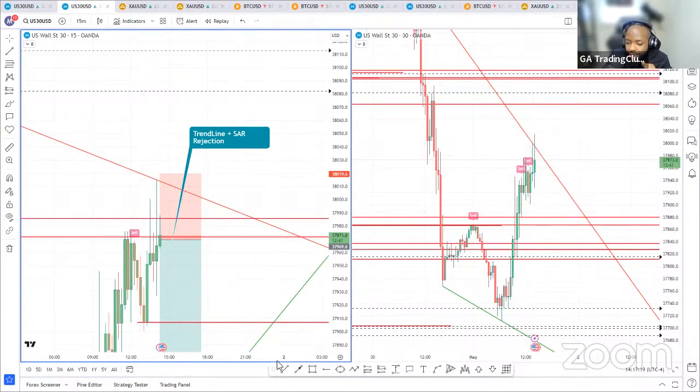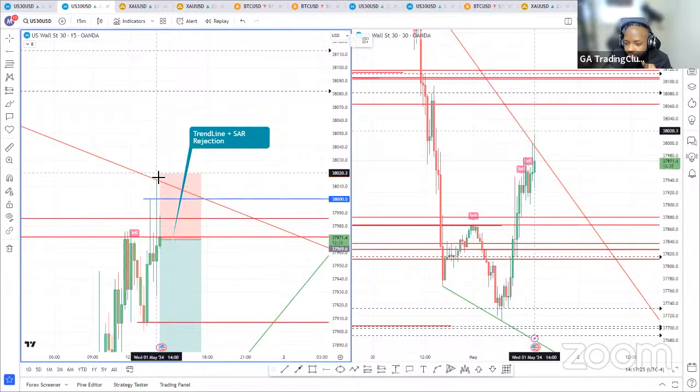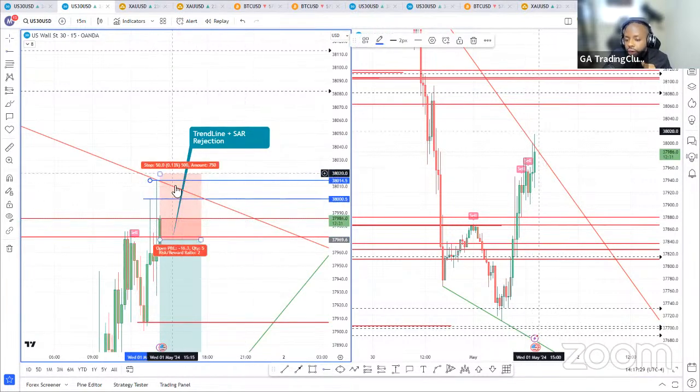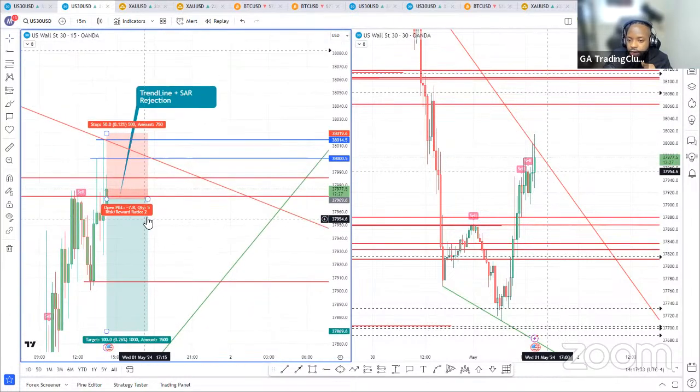And now that we're in this trade, what we want to see, we don't want to see this high getting taken out. This one, of this candle here. And then definitely we don't want to see this previous high getting taken out, because our stop loss is above there. And we want price to hold these SARs here.